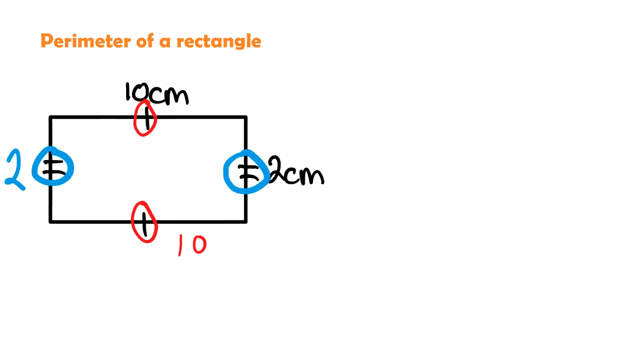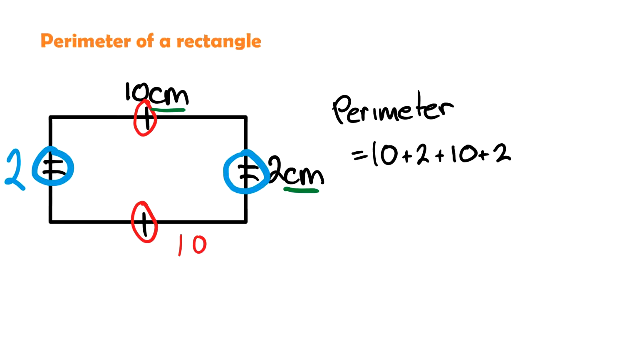Now, because we have different measurements, it's important to double check each of your units. They need to be the same. Luckily for us, they're both in centimeters, so we don't need to do any changing. So the perimeter is going to be 10 plus 2 plus 10 plus 2. Make sure you put your units.